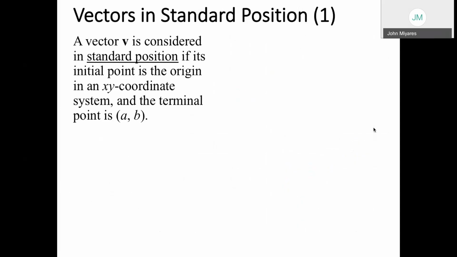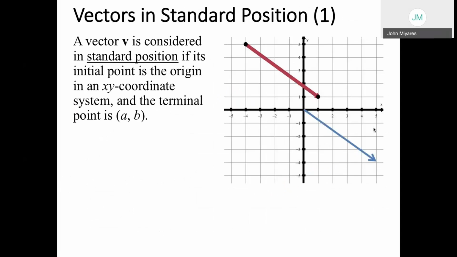A vector v is considered to be in standard position if its initial point is the origin in an xy coordinate system, and its terminal point is some other location which we'll call the point (a, b). Here is an example of this. The two vectors that you see here are equal vectors. Going from the initial point to the terminal point, you're going right 5 and down 4. The blue vector is considered to be in standard position because the tail is at the origin.